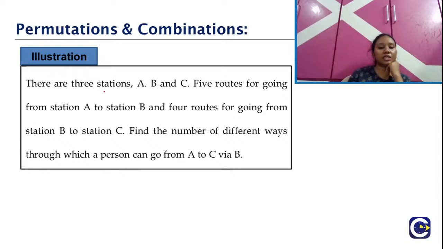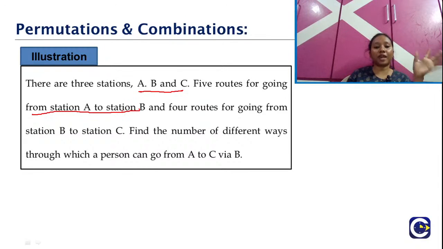So there are three stations here, A, B and C. There are 5 routes for going from station A to station B. So there are possibly 5 routes we can take from station A to station B, and 4 routes for going from station B to station C. So we are having stations like this, 3 stations A, B and C.